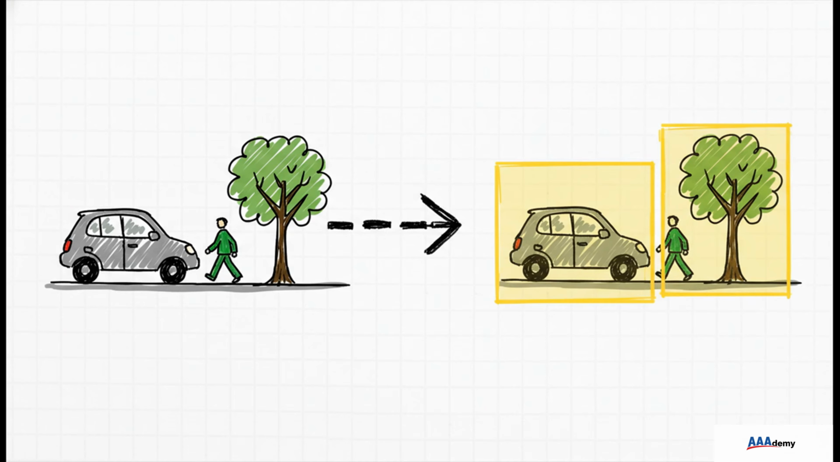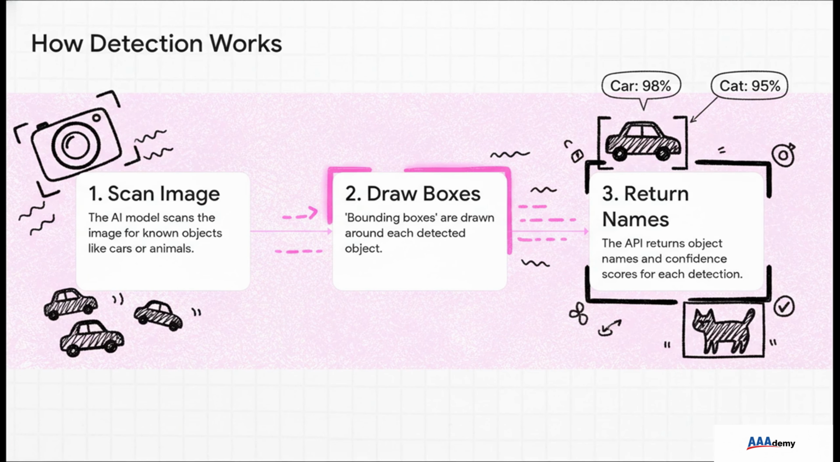First up, object detection. So, you give it a picture, right? And it can find all the common stuff in there. Think about it, spotting all the cars, people, or maybe a dog in a busy park photo. And this shows you exactly how it works. The AI scans the whole image. Then it draws these little things called bounding boxes around everything it finds. And finally, it spits back a list of what it thinks it saw, and get this, it even tells you how sure it is about each guess.